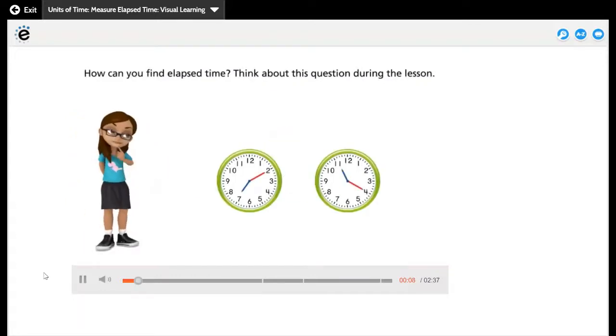How can you find elapsed time? Think about this question during the lesson. Elapsed time means the time difference. We have starting time and ending time. We will find the time difference between them.